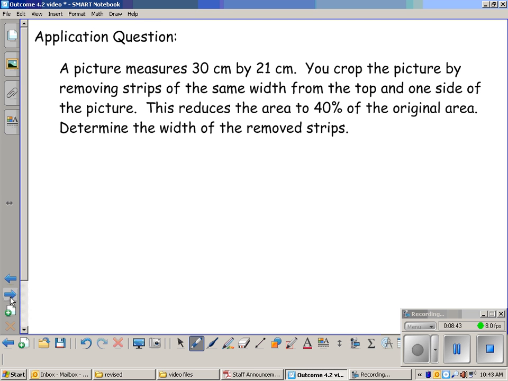Now, an application question. A picture measures 30 centimeters by 21 centimeters. You crop the picture by removing strips of the same width from the top and one side of the picture. This reduces the area to 40% of the original area. Determine the width of the strips removed.